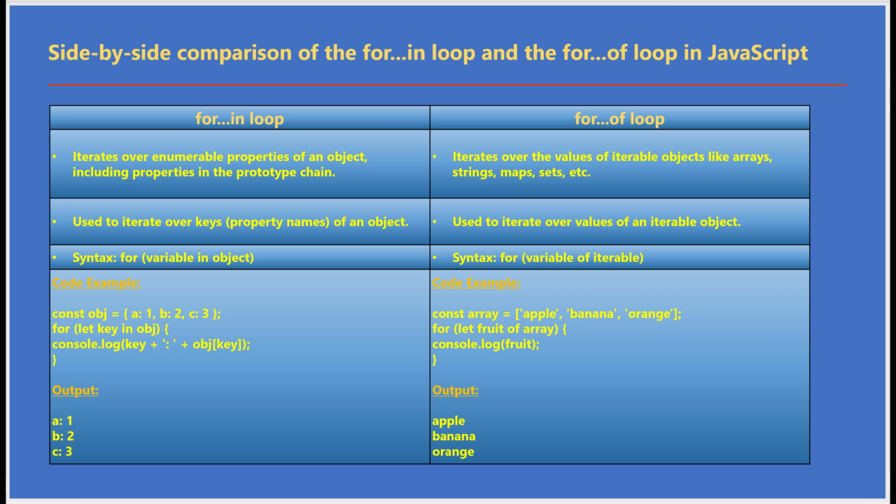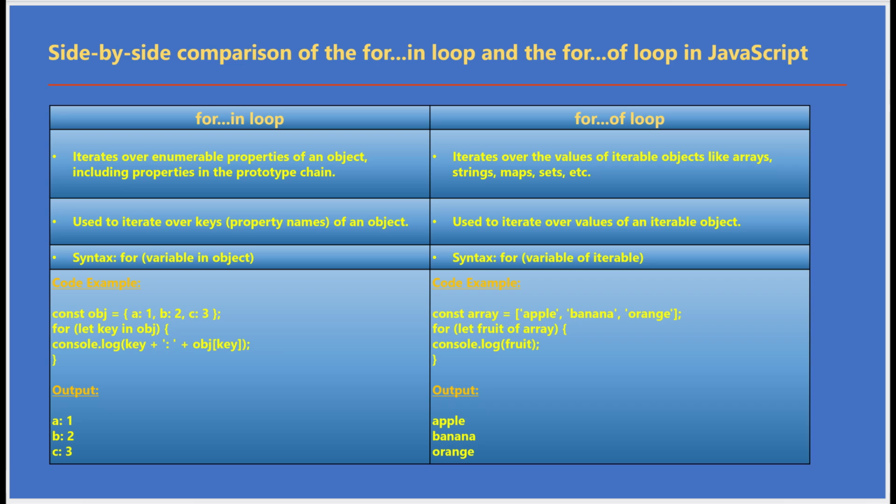Now, let's shift gears and talk about the for of loop. This loop works a bit differently. Instead of iterating over properties of an object, it iterates over the values of iterable objects. Iterable objects include arrays, strings, maps, sets, and so on. The syntax for this type of loop is for, variable of iterable. To illustrate, consider an array of fruits: apple, banana, and orange. Using the for of loop, we can iterate over each fruit in the array and log it. The output in this case would be apple, banana, orange.